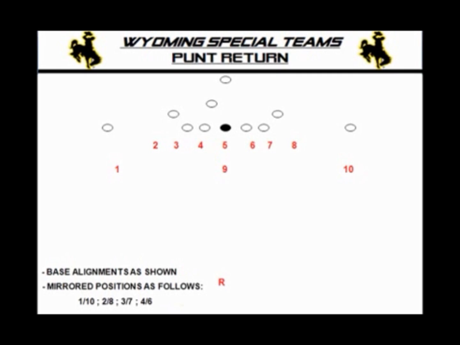We show an odd look. We go 2, 3, and 4 aligned in the B, C, and D gaps. 5 nose on the center. 6, 7, and 8 aligned in B, C, and D on the right-hand side. Then 9 shows a stack.